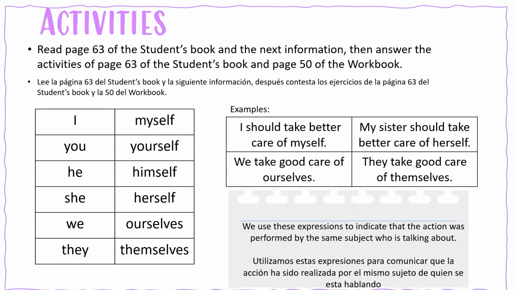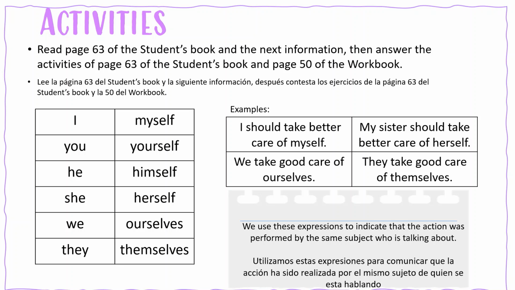Please read page 63 of the student's book and the next information. Then answer the activities of page 63 of the student's book and page 50 of the workbook. Look at the chart. I, myself. You, yourself. He, himself. She, herself. We, ourselves. They, themselves. We use these expressions to indicate that the action was performed by the same subject who is talking about.